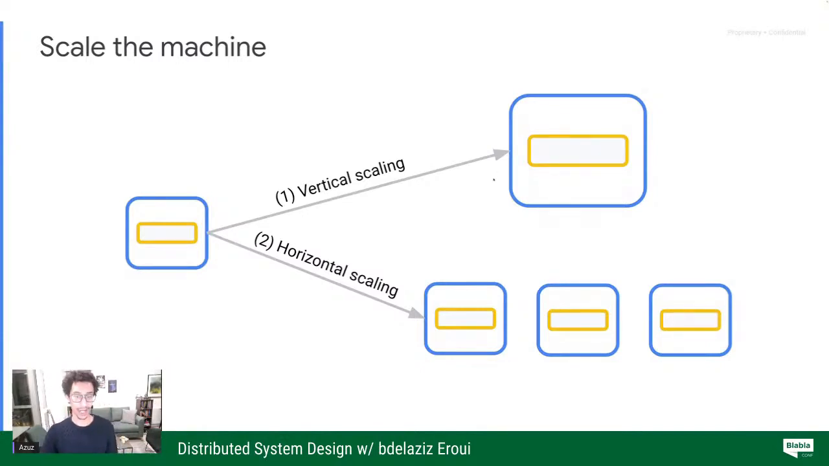You can still see some people that combine both vertical and horizontal scaling. That's common, especially in big companies, where horizontal scaling is mostly the way to go, especially if you're going to use the cloud and stuff like this.